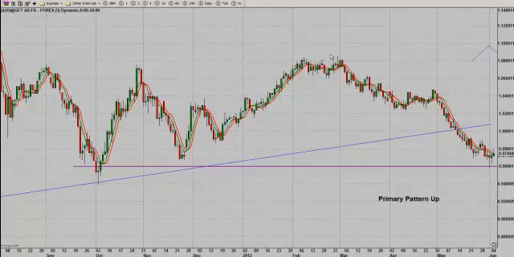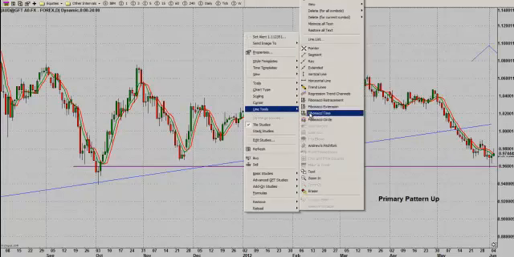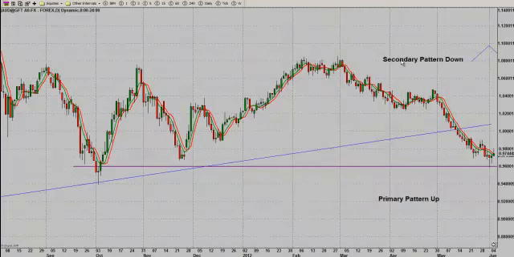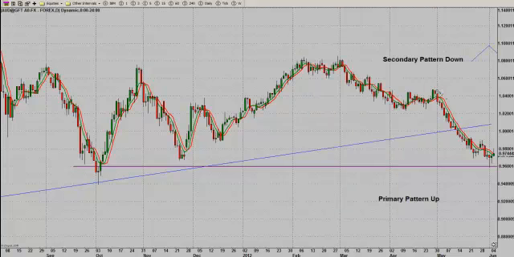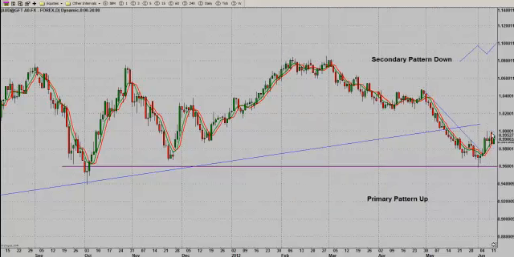Certainly your secondary pattern, which we're going to say would be 1 month to as many as 9 months. So the secondary pattern is down. We could see that. Let's mark that on the chart. Secondary pattern down. At the time, the day-to-day was down, right? This would be our day-to-day trend line. So when that day-to-day trend line got broken, that was significant for us.